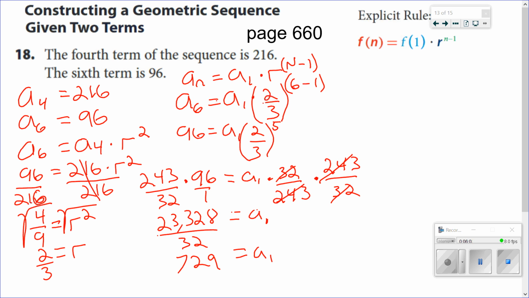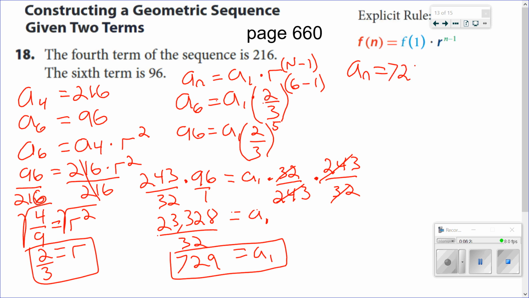So now I'm going to write the explicit rule for that. I'm going to plug in everything, the first term and the common ratio. Everything else I'm going to leave alone, and I'm going to rewrite it in subscript form. So it'll be a sub n is equal to the first term, 729, times the common ratio, 2/3, raised to the n minus 1. And this is your explicit rule formula.